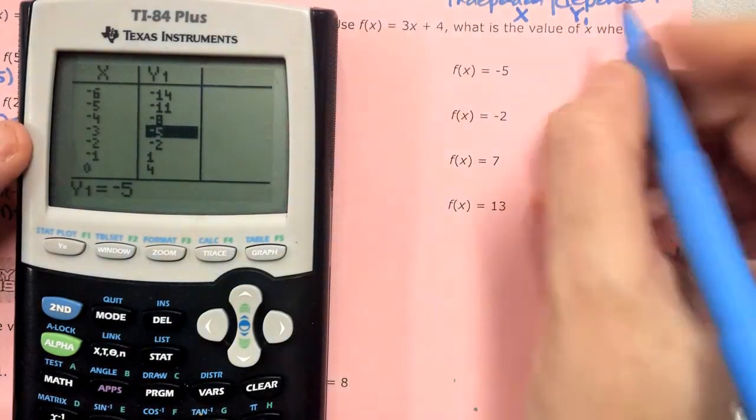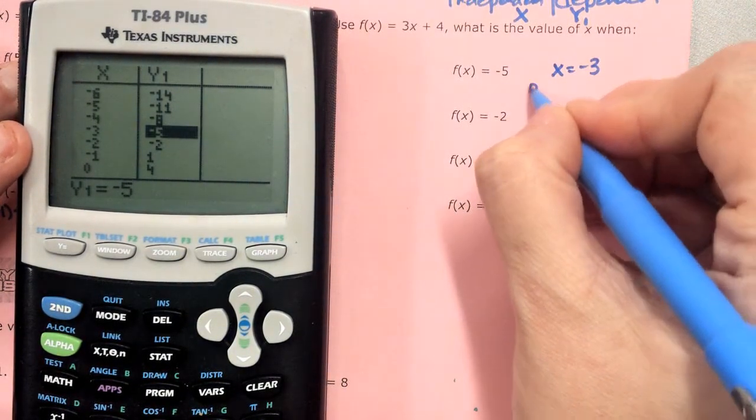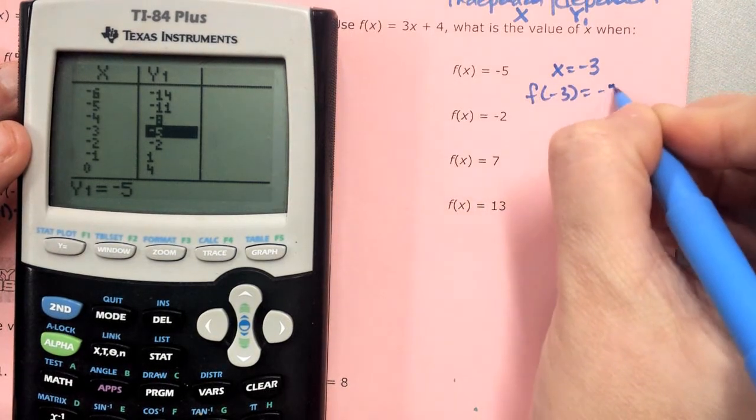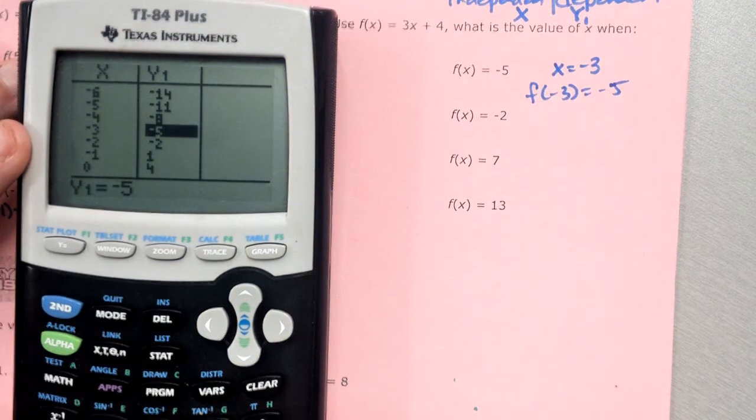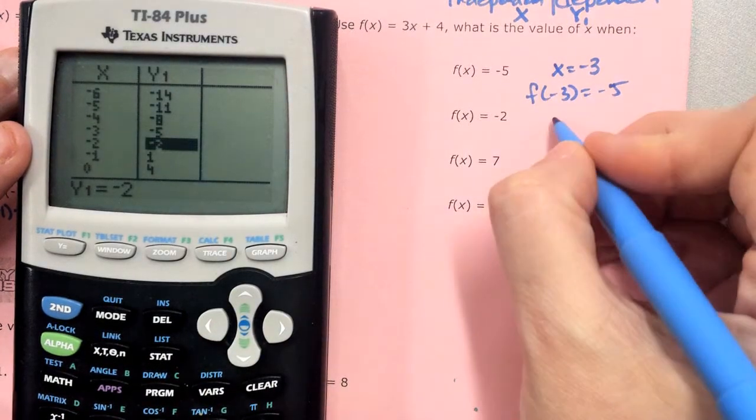So, I would say x equals negative 3. Or I could say f of negative 3 equals negative 5. Okay, it's both the same thing. Okay, let's try and find the other ones real quick.